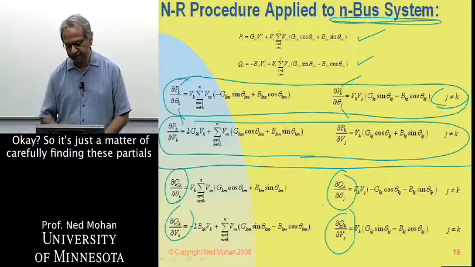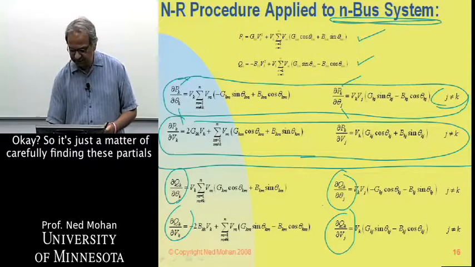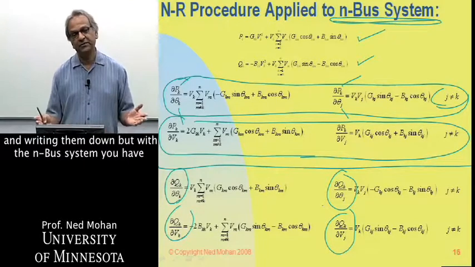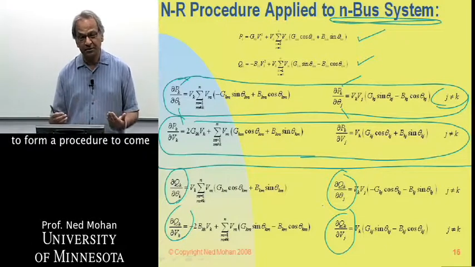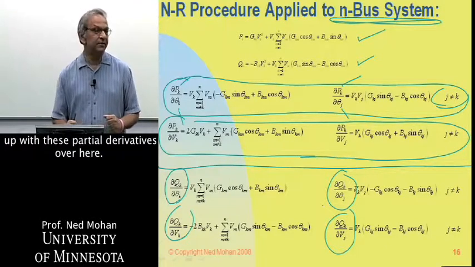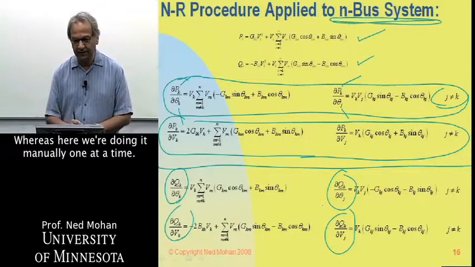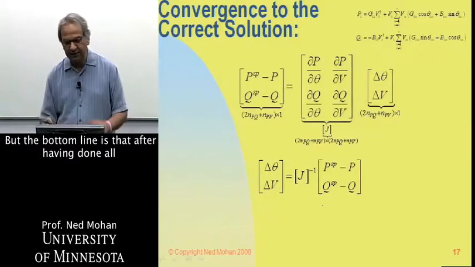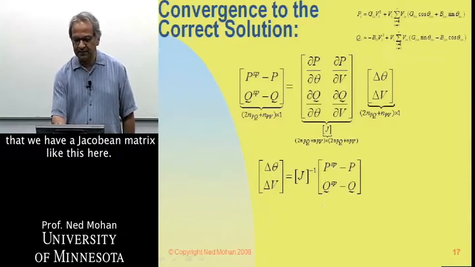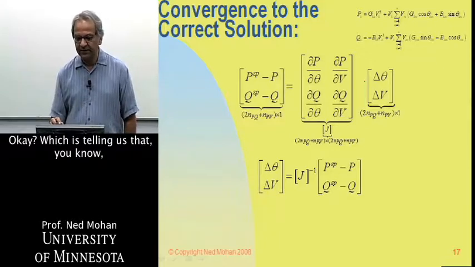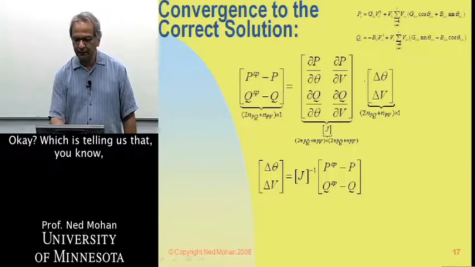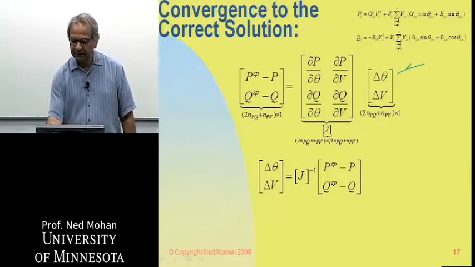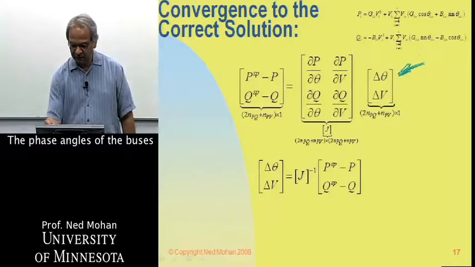Okay, so it's just a matter of carefully finding these partials and writing them down. But in an n-bus system, you have to form a procedure to come up with these partial derivatives, whereas here we are doing it manually one at a time. But the bottom line is that after having done all that, we have a Jacobian matrix like this here, okay, which is telling us that we have these unknowns here, the phase angles of the buses.